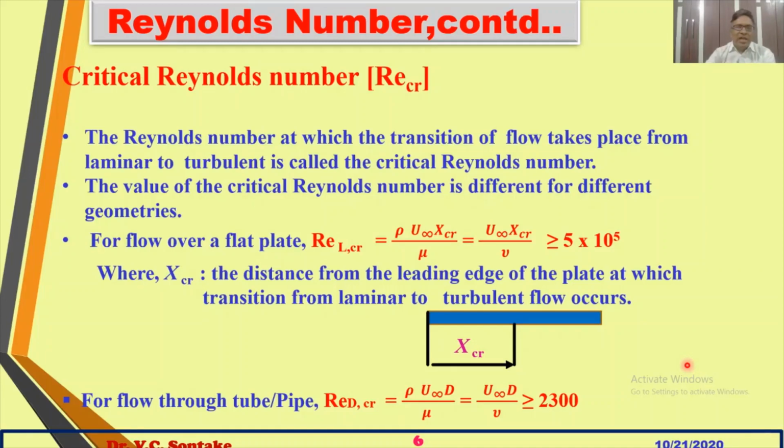So in a nutshell, I can conclude the Reynolds number value will help you to identify whether flow is laminar or turbulent in case of fluid flowing over a flat plate or fluid flowing through the tube.